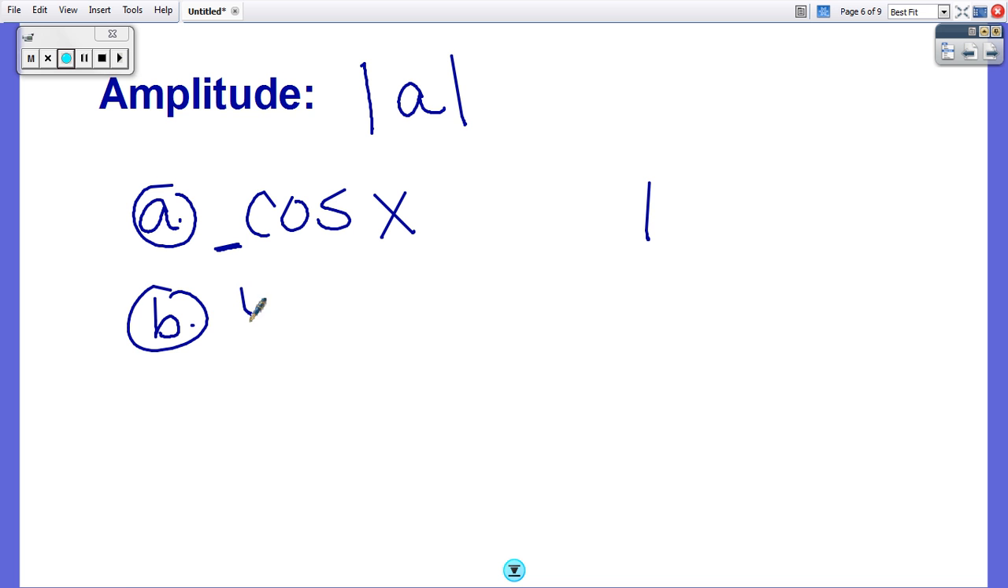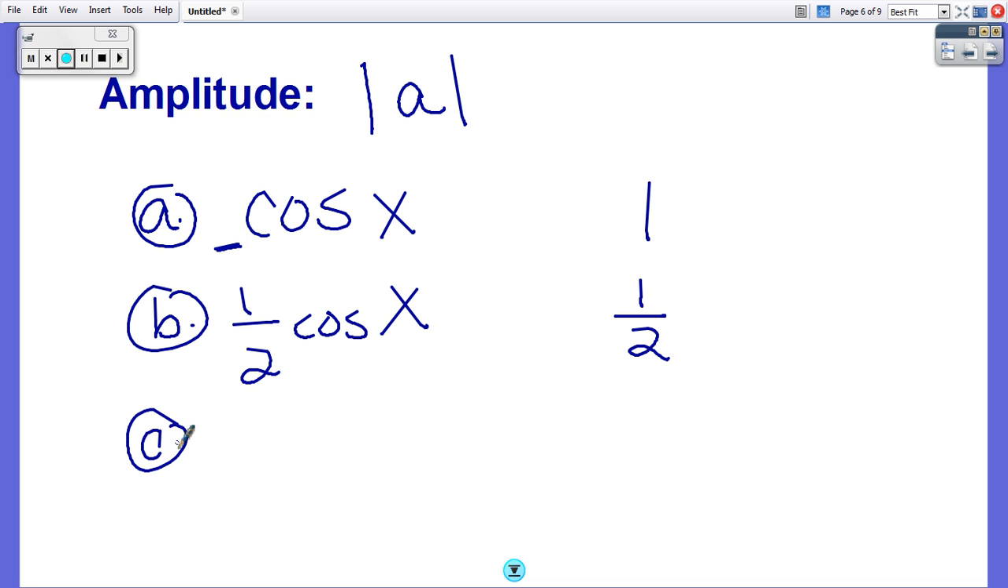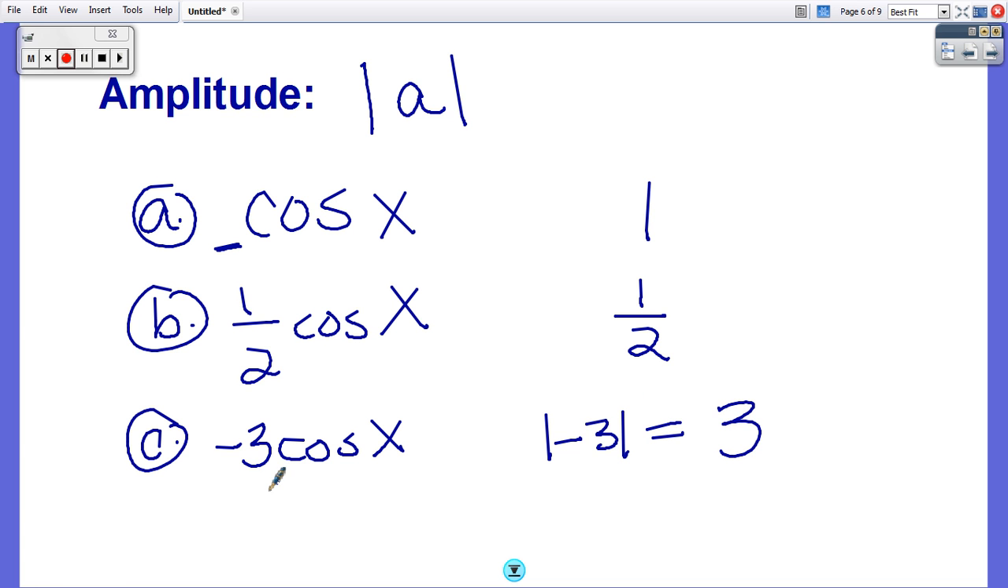Another example is 1/2 cosine of x. You're just taking the a value, or whatever you're multiplying cosine by, so the amplitude is 1/2. And then the last example I'm going to do is -3 times cosine of x. Remember, you're taking the absolute value of the a value. So the absolute value of -3 is 3. So our amplitude for this function is going to be 3. Pretty easy.